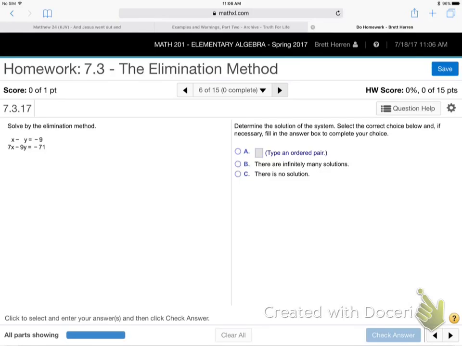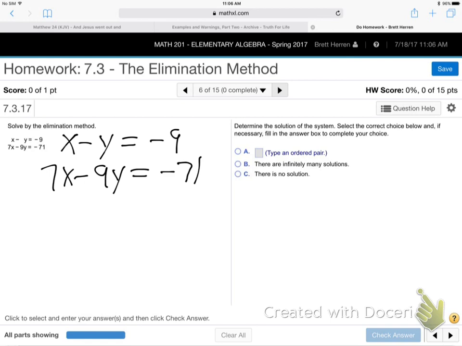All right, so try this one. It's going to be x minus y is minus 9. 7x minus 9y is minus 71. There we go. So make those y's opposites.